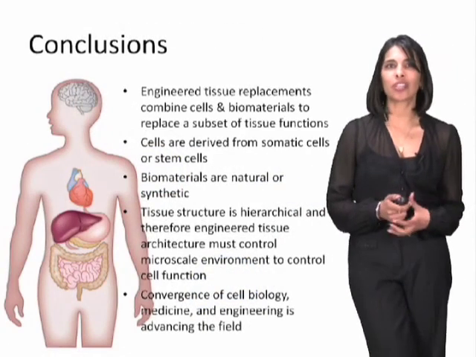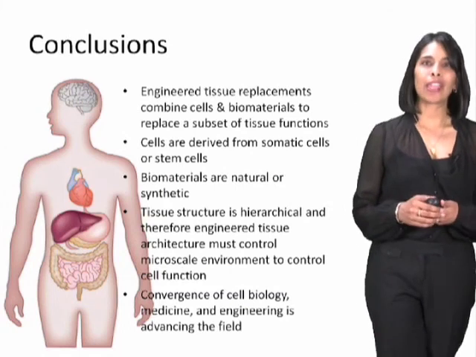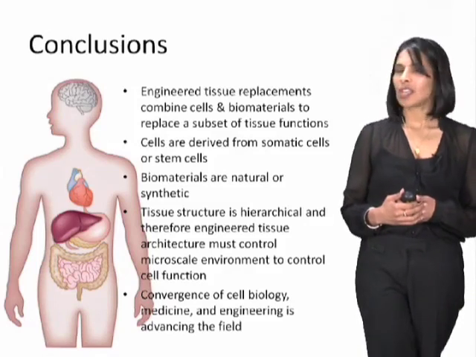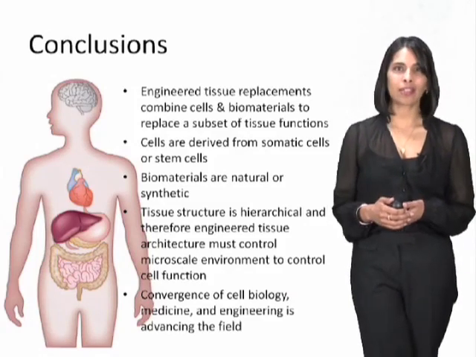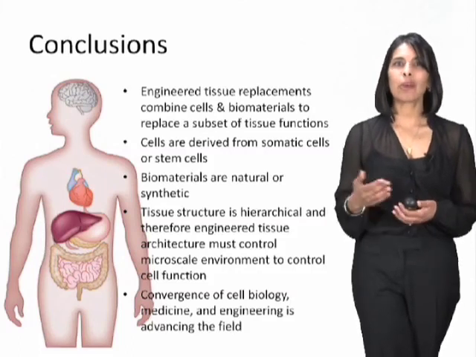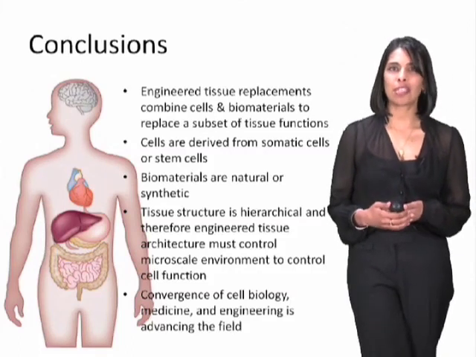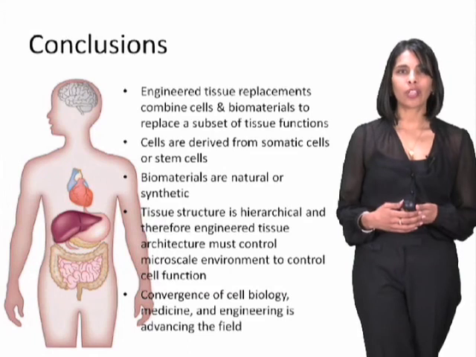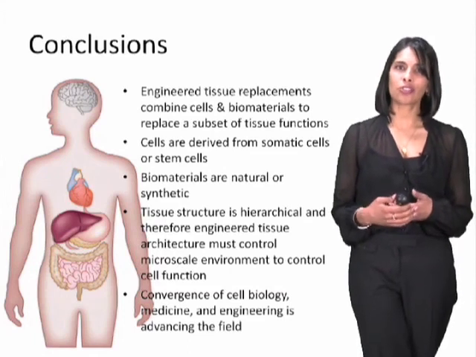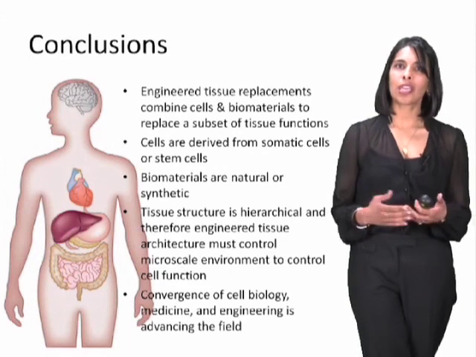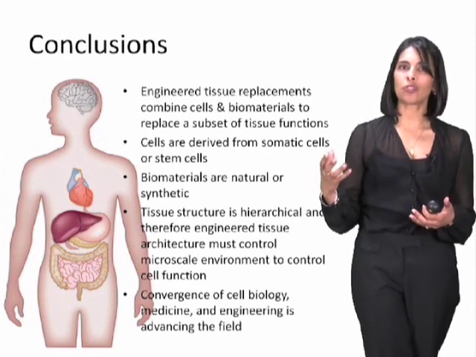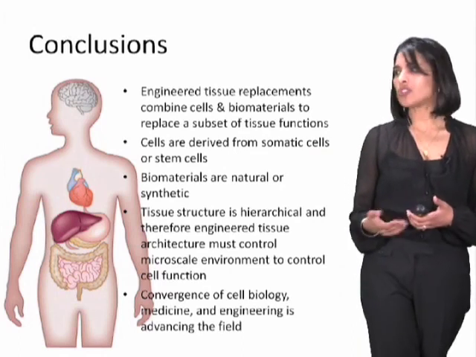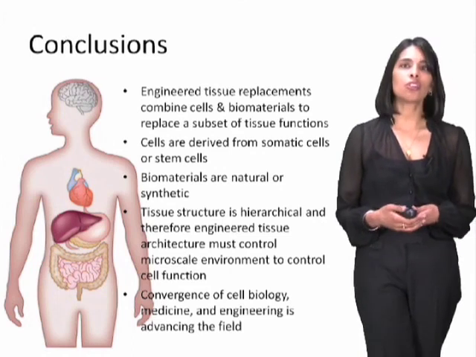Okay, so to conclude, I've told you that engineered tissue replacements can be made from combinations of cells and biomaterials to replace a subset of tissue functions. I've told you that the cells can be derived from somatic cells or stem cells, and that the biomaterials in these tissue replacements can be natural or synthetic. I've also told you that tissue structure in the body is hierarchical, and therefore the tissue engineer has the challenge of maintaining the cellular microenvironment in a way that can be scaled up to build a tissue that's large enough for therapeutic impact. And finally, I hope you've noticed that the convergence of cell biology, medicine, and engineering is really advancing this field.